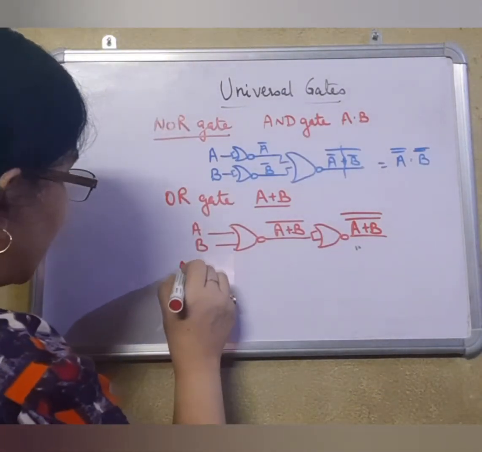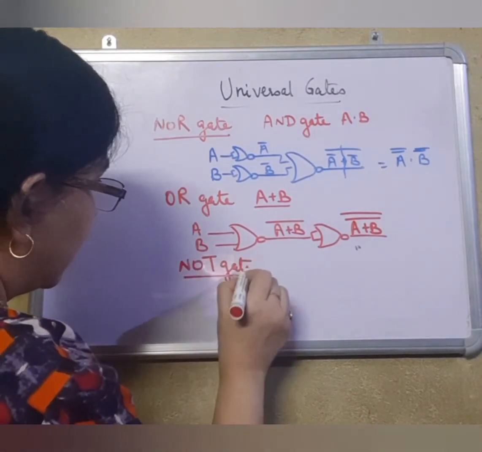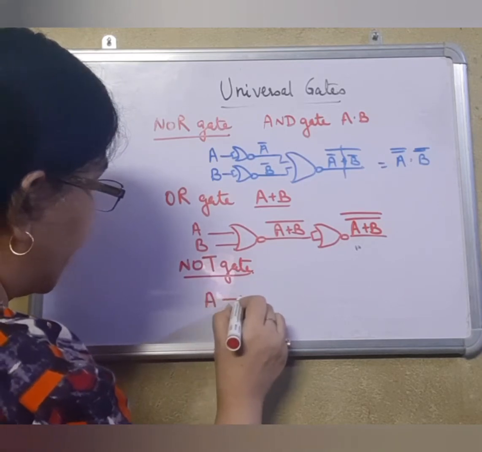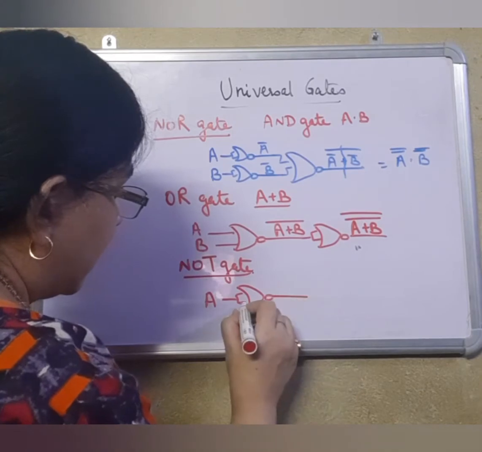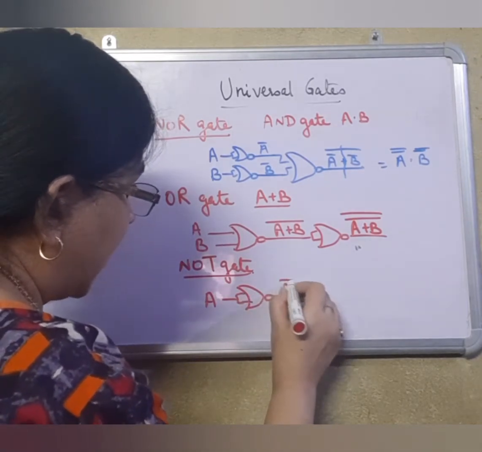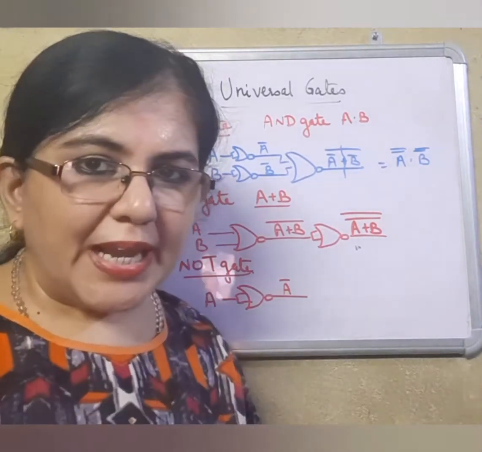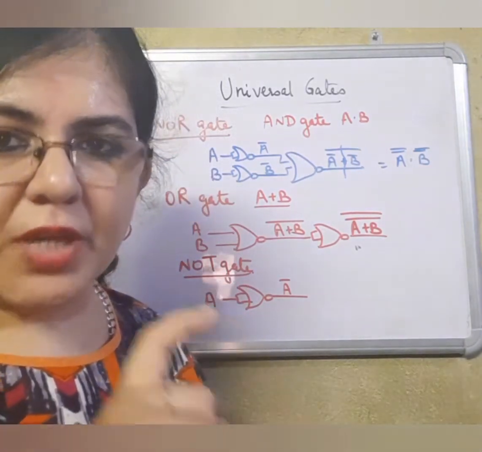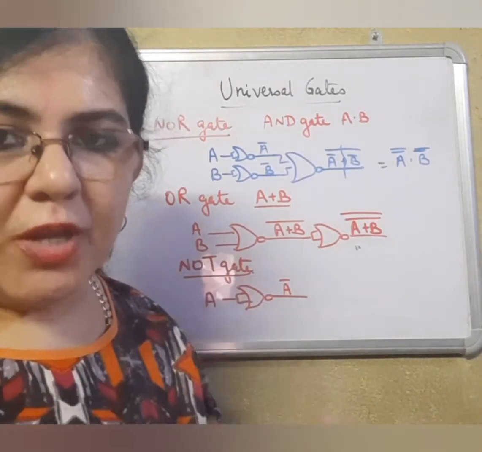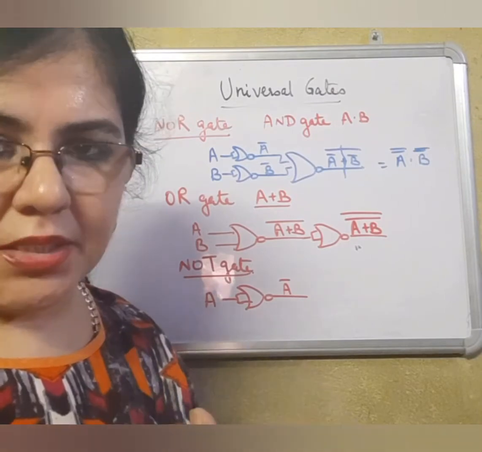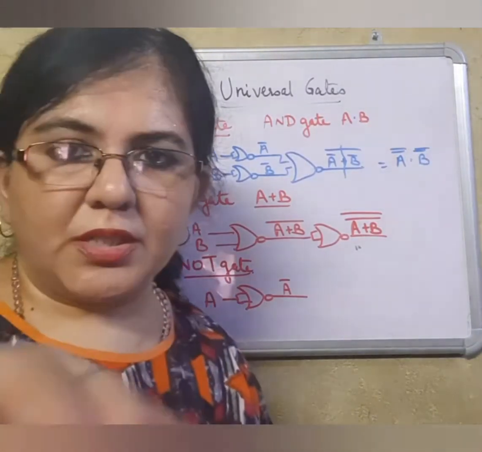Now to make a NOT gate, we will be passing A separately to a NOR gate, and we get A bar. So if you look carefully, in both NOR and NAND gates, we are not making use of any other gate, but using these gates individually, they are quite powerful that they can make your basic gates. Now let's look at some questions to be done with NOR gates.